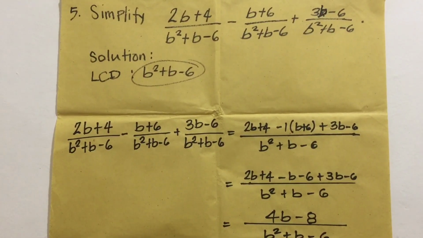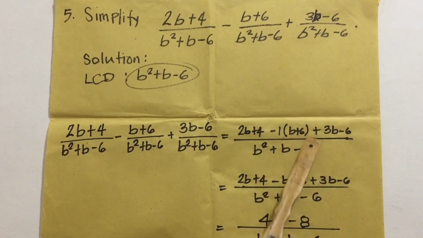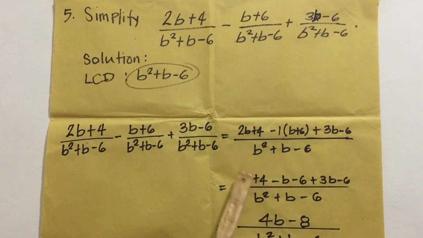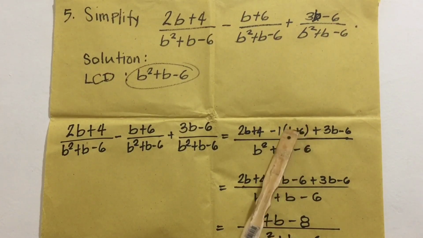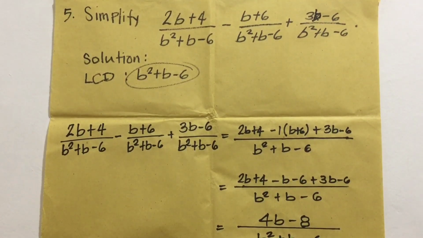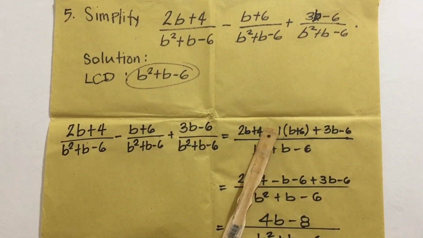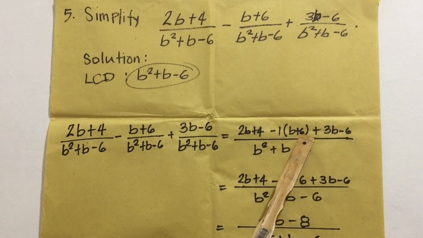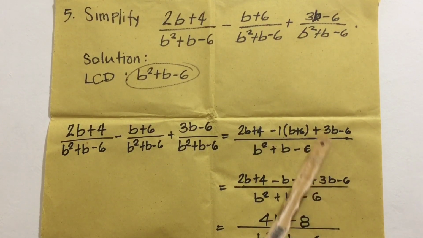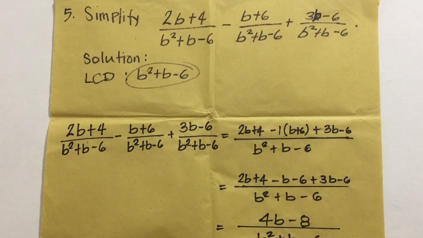After that, we're going to simplify again. We're going to remove the parentheses. If there is a negative sign, we use parentheses in order to have the correct sign after the computation. So 2b plus 4, copy. Negative 1 times b equals negative b. Negative 1 times positive 6 equals negative 6. Positive 3b, copy, and negative 6, copy. And also copy the denominator.